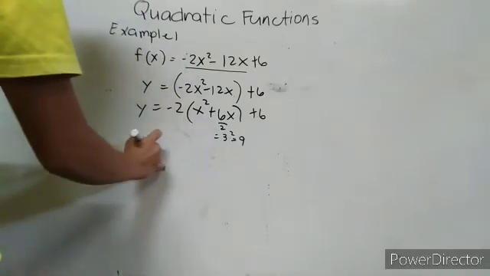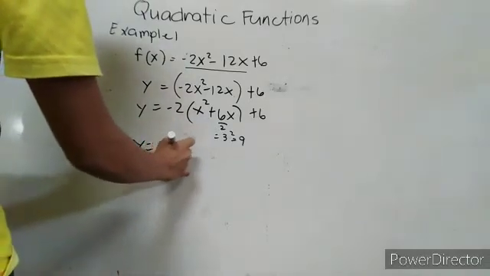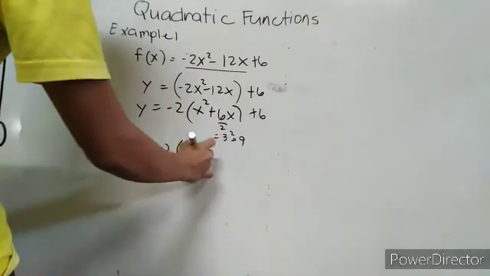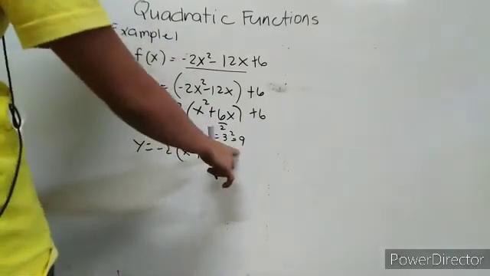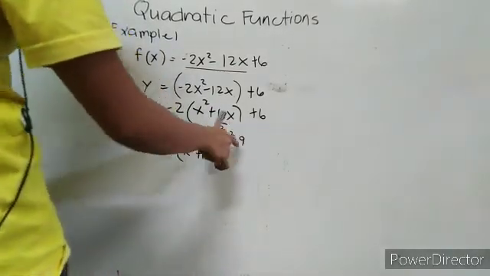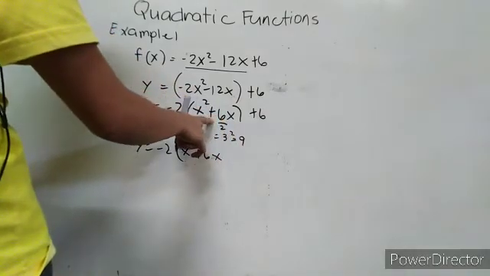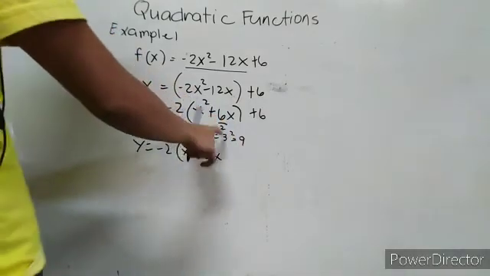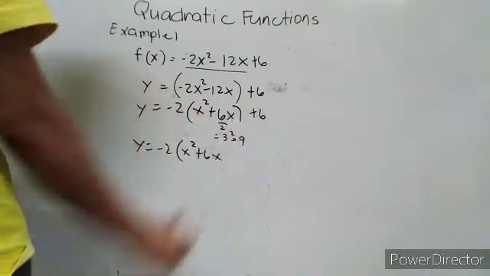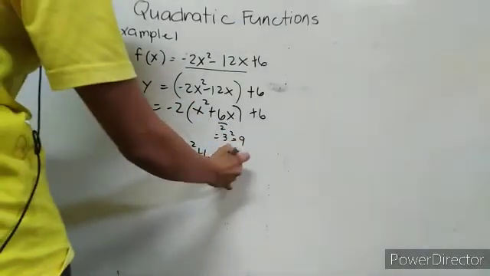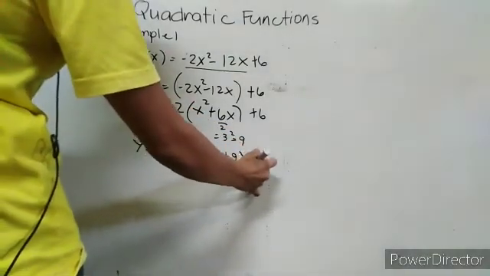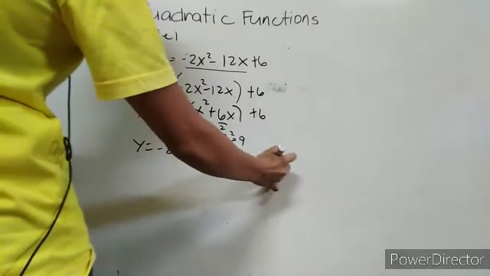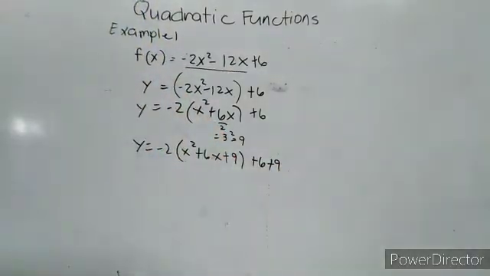That is the rule for completing the square. We have negative 2 times x squared plus 6x. We divide the linear term by 2, then square the answer, which is 9. So we are going to add 9 to both sides. Plus 9 here, and plus 6 plus 9 on the other side. Okay, next.